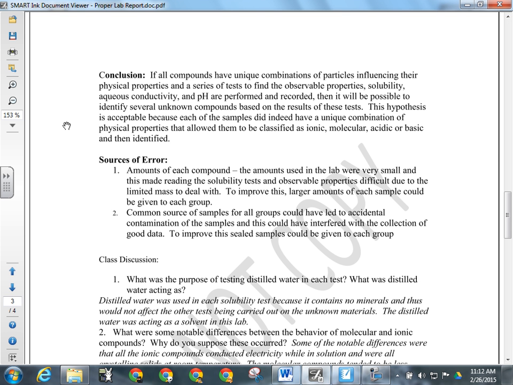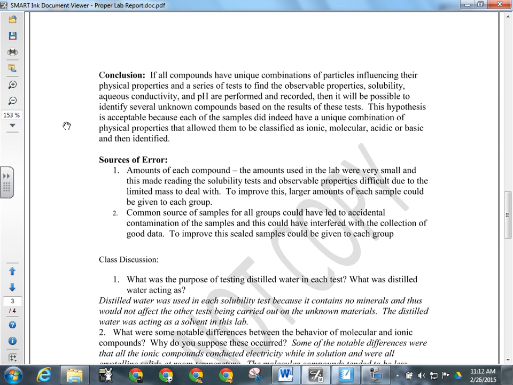The second source of error I listed was that a common source of samples for all groups could have led to accidental contamination of the samples, and that could have interfered with the collection of good data. Was there any way for you to know if the samples at the front table were contaminated? No. We did our best. We said, make sure you don't use the scupula from A and B. But here's the thing.